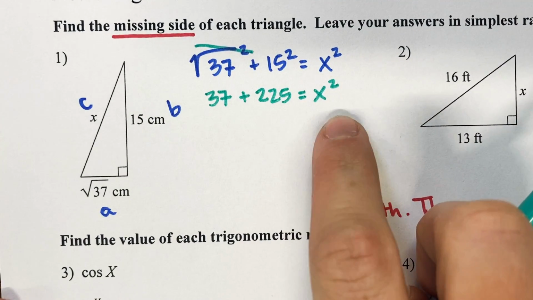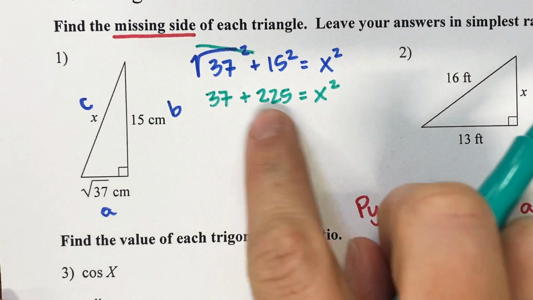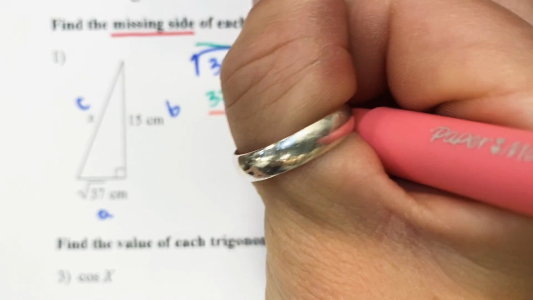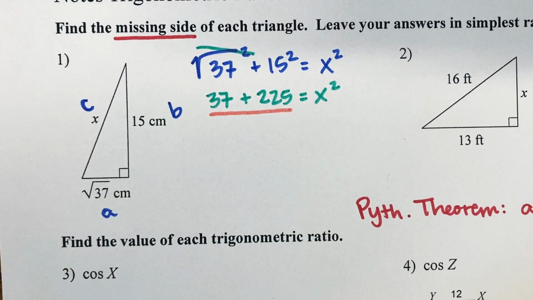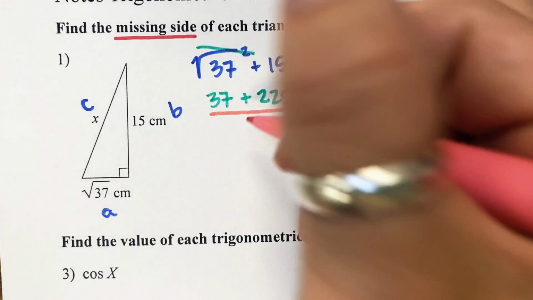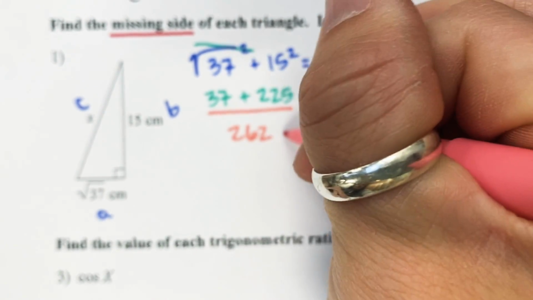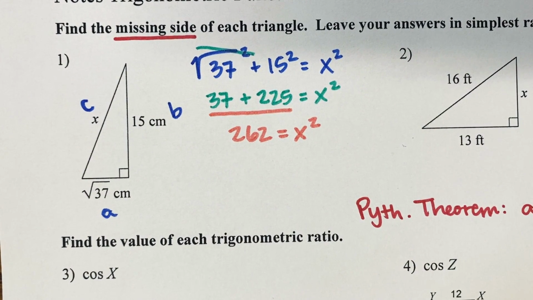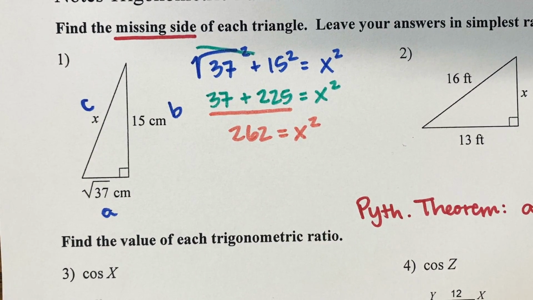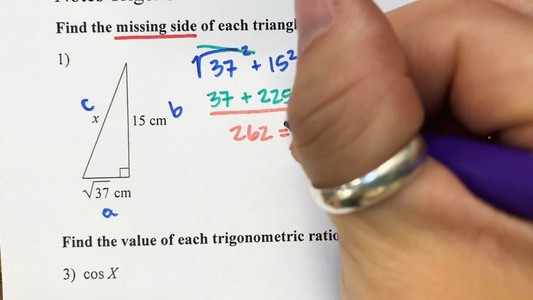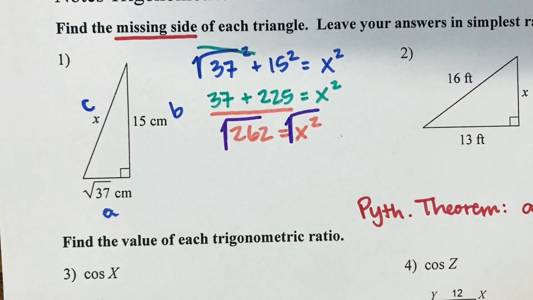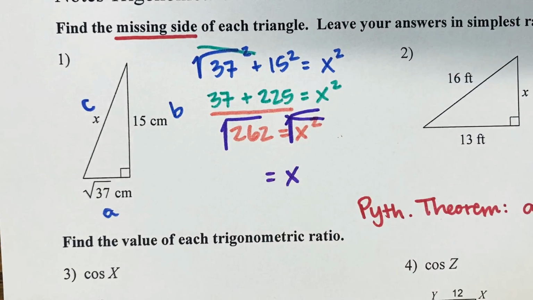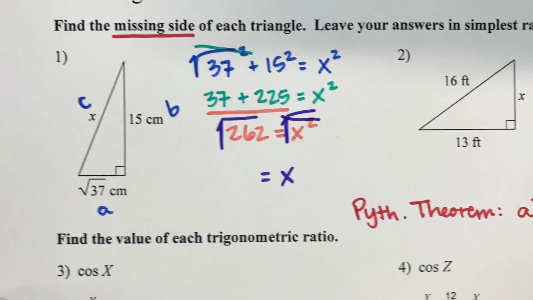Well, x is already almost by itself on this side, so all we have to do is add these two together. What is 37 plus 225? We get 262 equals x squared. Now our very last step to get x by itself: the opposite of square is square root, so we take the square root. Let's see if the square root of 262 comes out to be a nice pretty number.